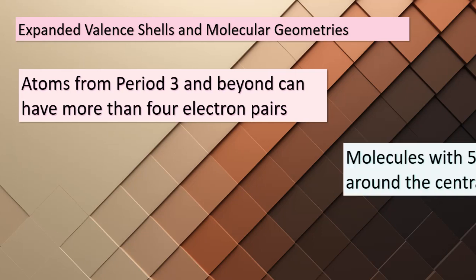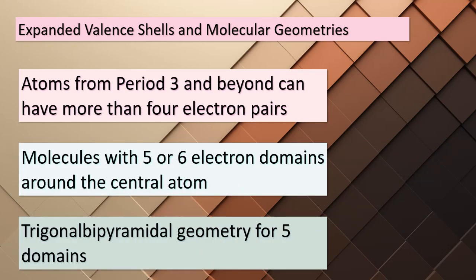Hello, dear students. Today, we're delving into the intriguing world of molecular geometries, particularly those involving atoms with expanded valence shells. As we venture further down the periodic table, we encounter atoms from period 3 and beyond that possess more than 4 electron pairs in their valence shells. This phenomenon leads to the formation of molecules with unique structures.